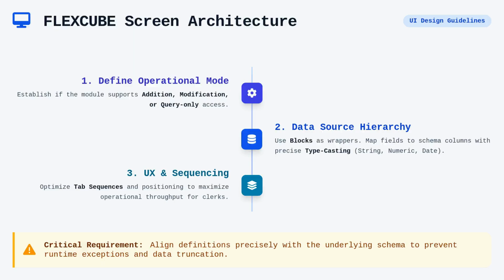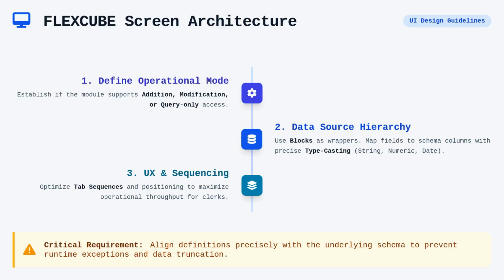To build a functional screen, one must establish a clear hierarchy of data sources and their corresponding UI elements. A typical screen layout in FLEXCUBE is built upon blocks, which act as wrappers for the data fields that interact with the database tables or views. As you design a screen, you must define the operational mode, such as whether the screen supports addition, modification, or query-only access for a specific functional module. Each field within a block requires a mapping to a specific data source column, alongside typecasting details such as text strings, numeric values, or date formats.